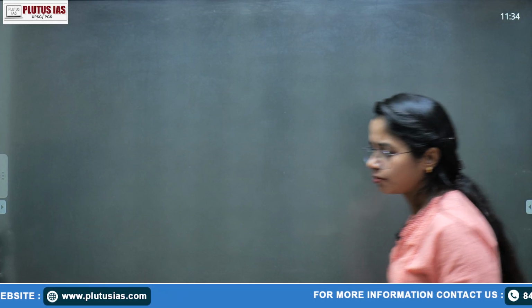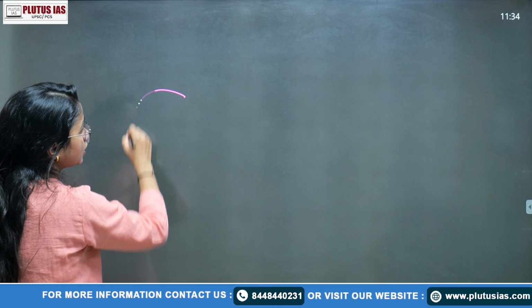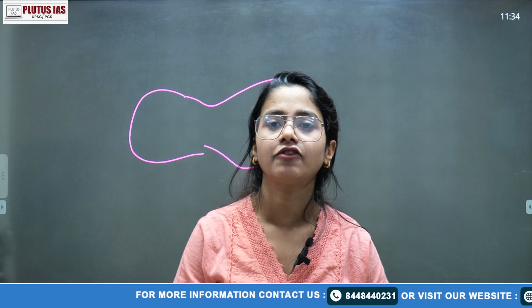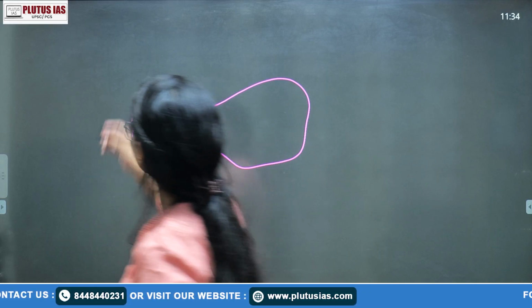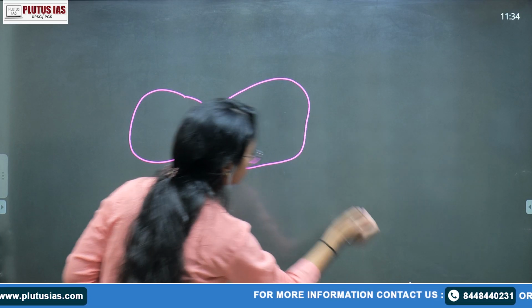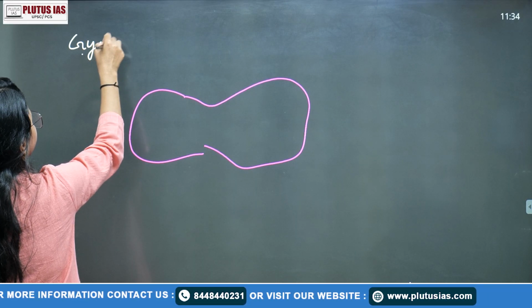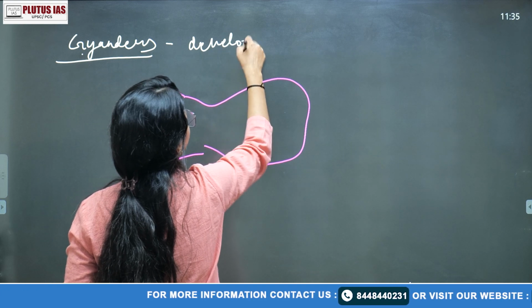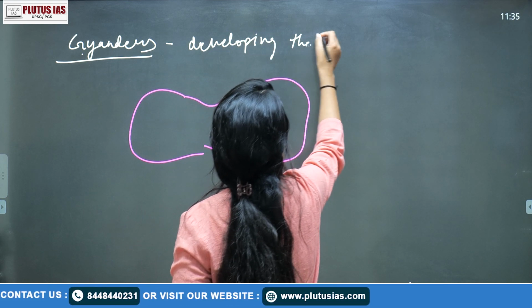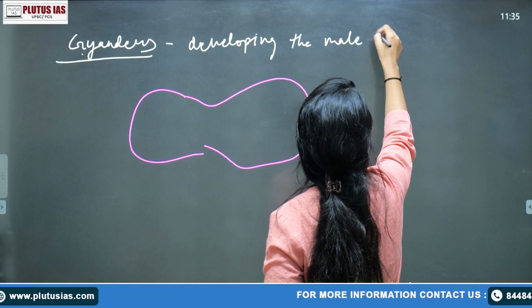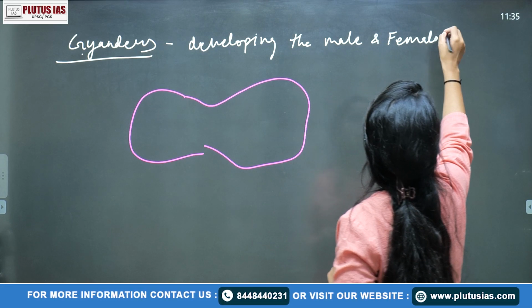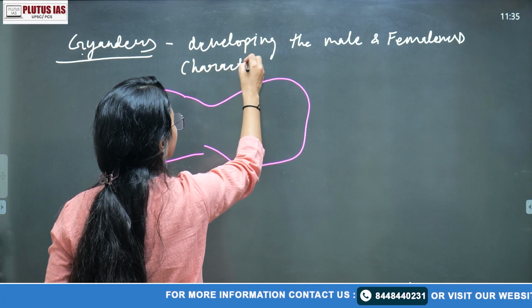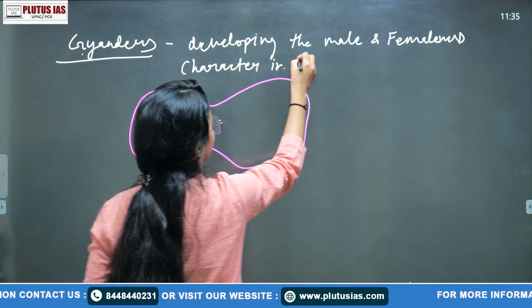Actually, what is gynandromorph? Gynandromorph is where one side of the body is developing the female characters, while the other half is developing the male characters, okay. So when it happens, gynandromorph में अभी समझा देते हैं. Tomorrow, in the next class, we'll talk about gynanders. Gynanders means developing the male and female characters in the same body.